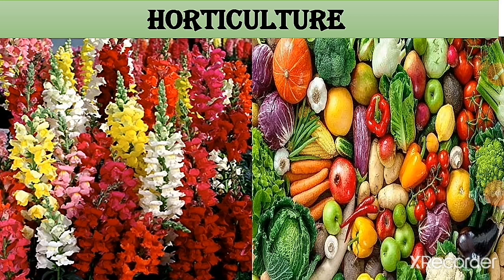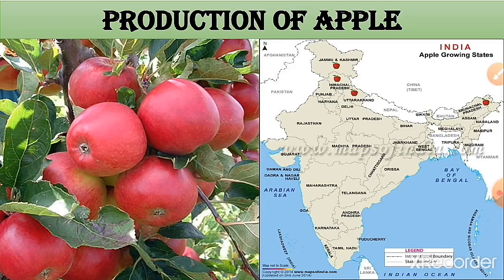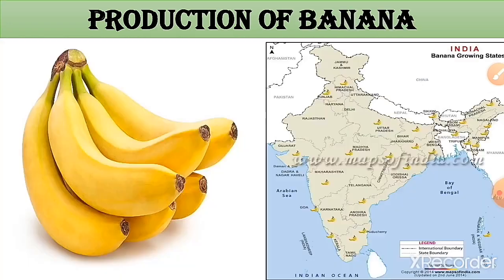Next, horticulture crops. It refers to the cultivation of fruits, flowers and vegetables. India is in the second position in the production of fruits and vegetables. Apple. Apple is mostly produced in Himachal Pradesh, Jammu and Kashmir and Uttarakhand. Next, banana. It is concentrated in Tamil Nadu and Maharashtra. Other states also produce banana.